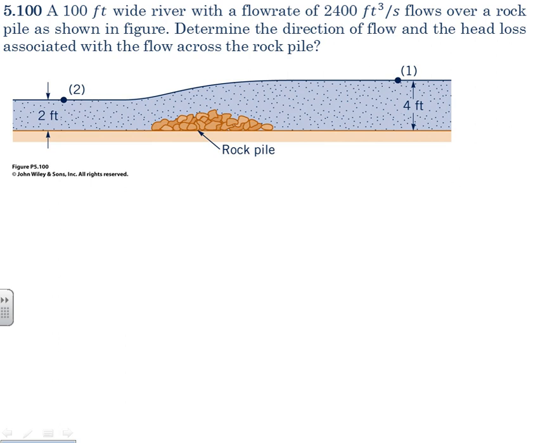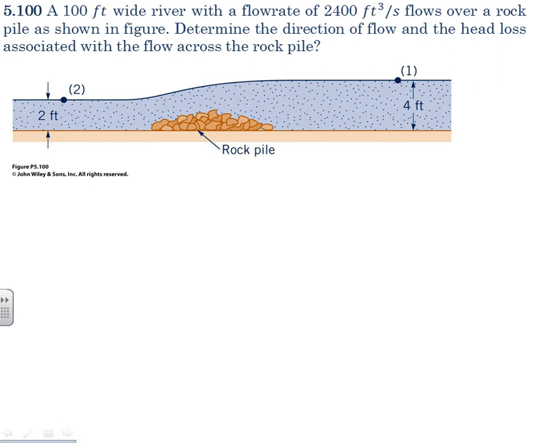Okay, problem 5.100 says a 100-foot wide river with a flow rate of 2,400 feet cubed per second flows over a rock pile as shown in the figure. Determine the direction of the flow and the head loss associated with the flow across the rock pile. So as the flow goes over this rock pile, there's going to be a bunch of non-isentropic happenings like separations and etc. So we're going to develop a head loss as it goes across those rocks.